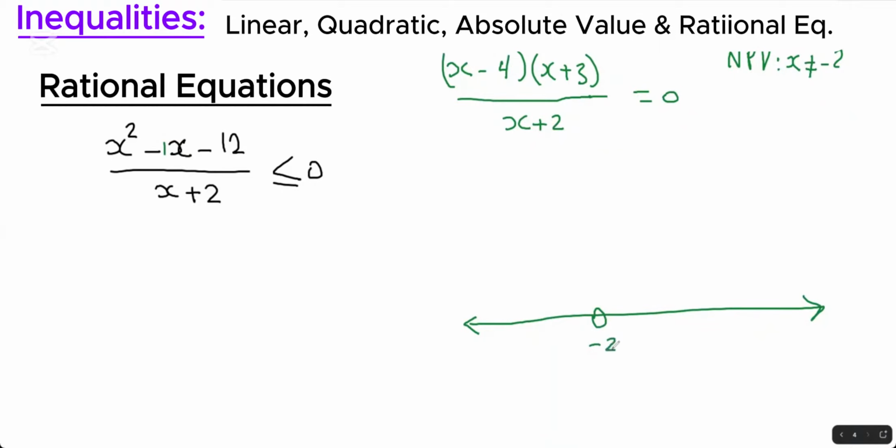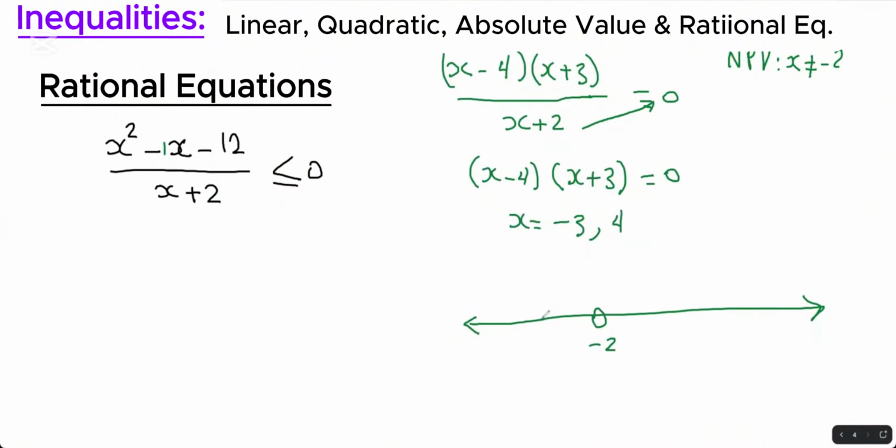So, even though this is less than or equal, you don't shade this one, because this is a non-permissible value. That's just the value that you cannot have, because you cannot divide by zero. Now let's solve this. To solve this, I cross multiply the x plus 2 into the 0. So basically it gives me (x minus 4)(x plus 3) equals 0. Now I can see what my zeros are right away, which is x equals -3 and 4.